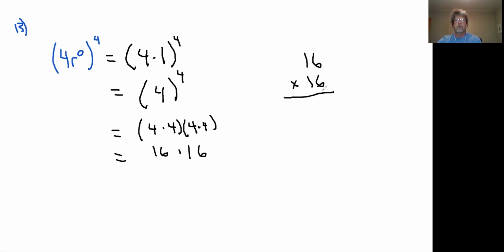we know that 6 times 6 is 36, carry my 3. 6 times 1 is 6, plus 3 is 9, so 96. And then 1 times 6 is 6. And 1 times 1 is 1. So 6 plus 0 is 6. 9 plus 6 is 15, and carry the 1. And that gives 256. So the solution should be 256.